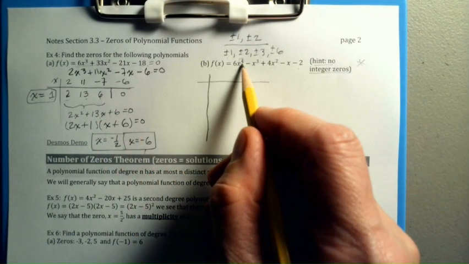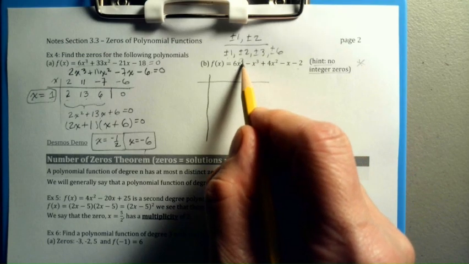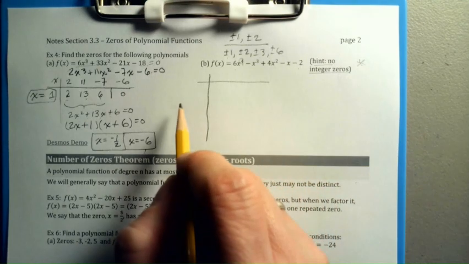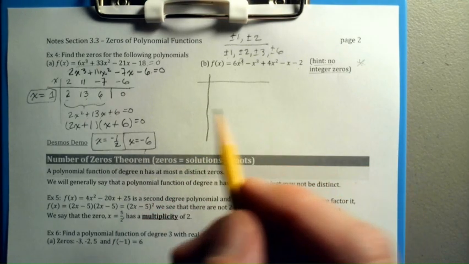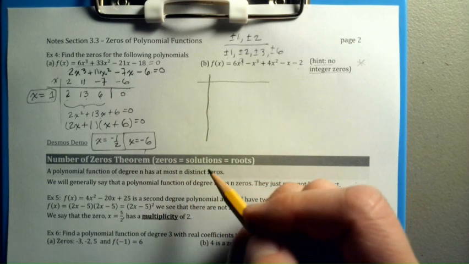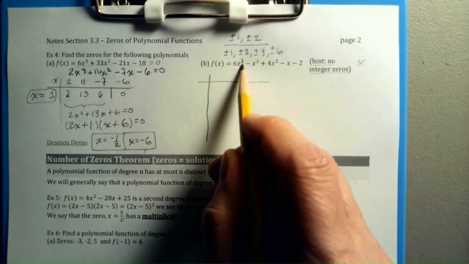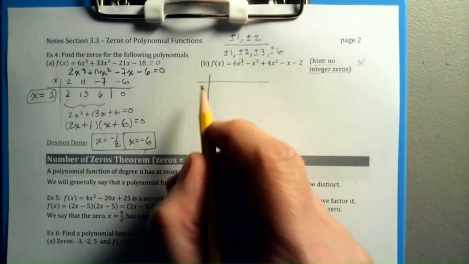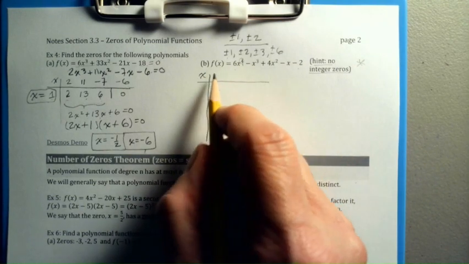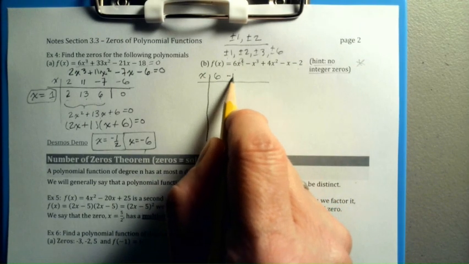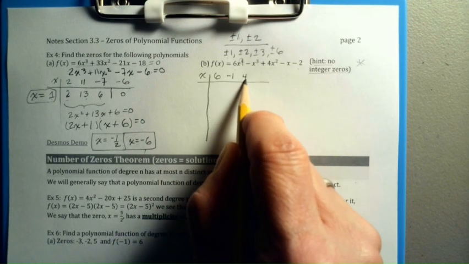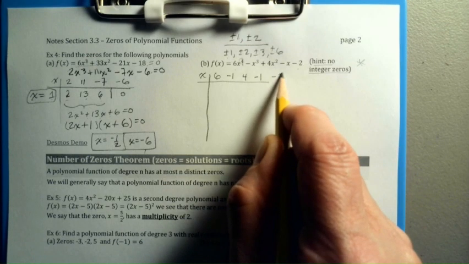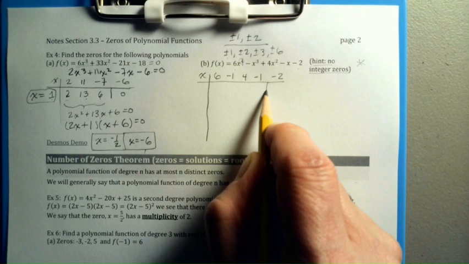So we have a polynomial of degree 4. Once we find our first zero, our depressed polynomial will be degree 3. We look for another one, and once we get that second one, then we'll have a depressed polynomial of degree 2. So we need to find 2 zeros using synthetic division. Okay, so let's put it in here. So we have 6, -1, we have 4, we have -1, and we have -2. Okay, and we put a little vertical line there.